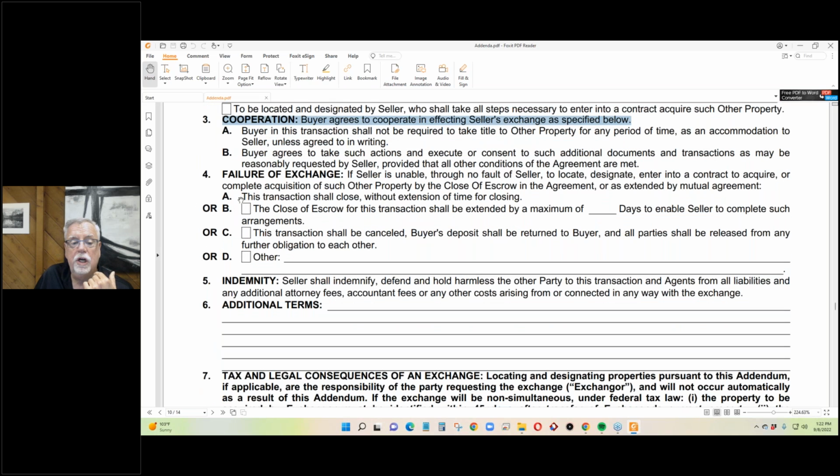Failure of the exchange. Usually we just leave it this way, where it says this transaction shall close without extension of time for closing, right? We're just going to close. But you could check boxes that say, if we can't do this within a certain period of time, we're not going to sell because we're not going to be able to do the other leg of the exchange.